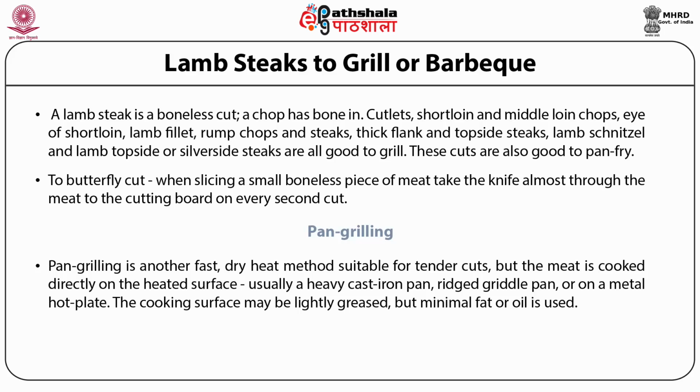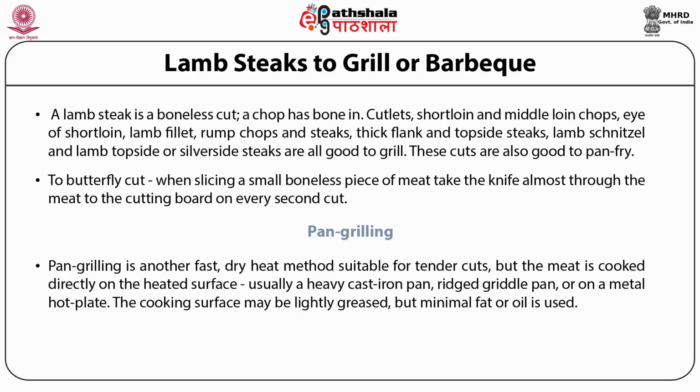Pan grilling. Pan grilling is another fast, dry heat method suitable for tender cuts, but the meat is cooked directly on heated surfaces, usually a heavy cast iron pan, ridged griddle pan, or on a metal hot plate.